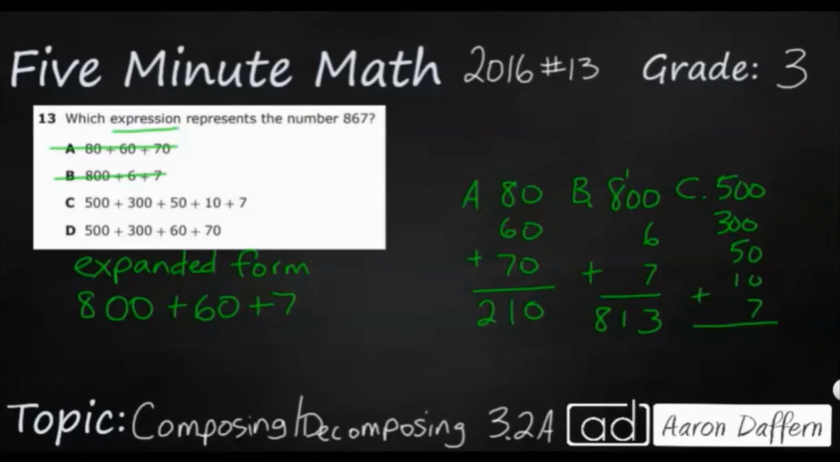I'm going to draw some lines. Sometimes it's good, my columns weren't as even as I wanted them to be. So let's just make sure we get that. That's a 7. 5 and 1 is 6. 5 and 3 is 8. Look at that. That's 867. So that's going to be my answer.